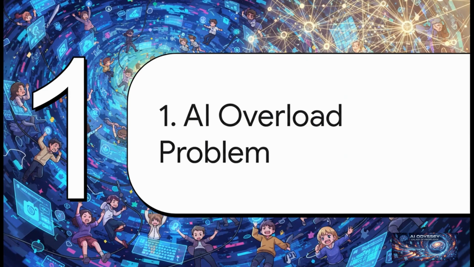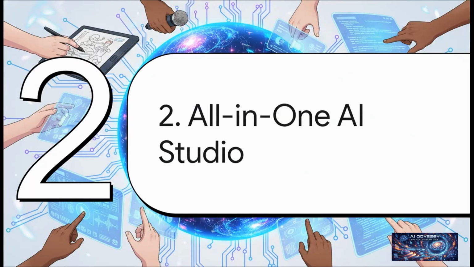Okay, so let's put a name to this feeling. This is what we're calling the AI overload problem. It's that chaos of juggling all these different tools and models and workflows, all just to bring one simple idea to life. But here's the thing. What if you could take all that chaos, all that power, and bring it all into one place?